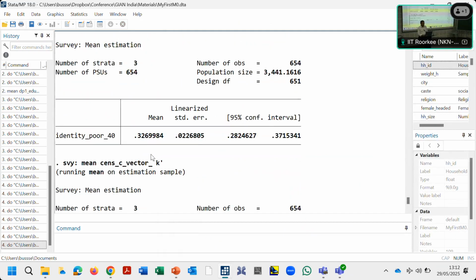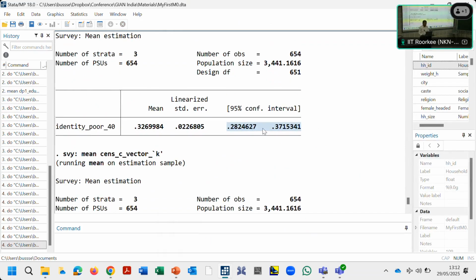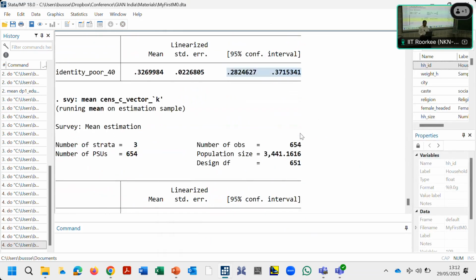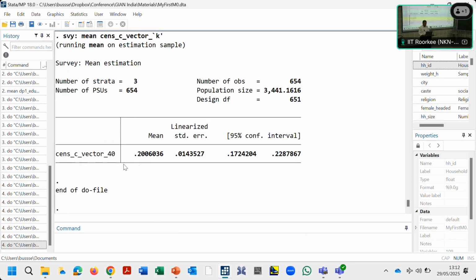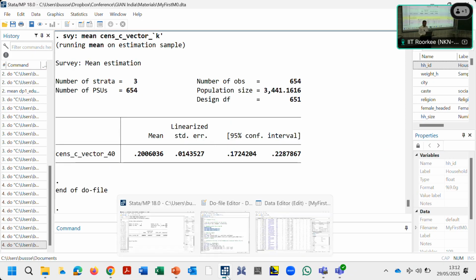So here you get the multidimensional headcount ratio, but now the confidence interval should take into account the stratification of the data because your sample is stratified. So you are getting from here the standard error and the stratified confidence interval. Yeah, the standard error is also stratified. Same thing here, you also get the M0.